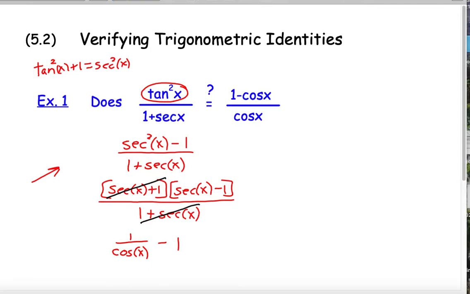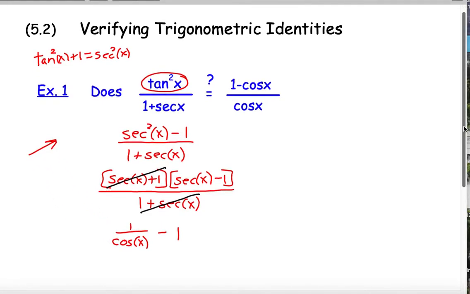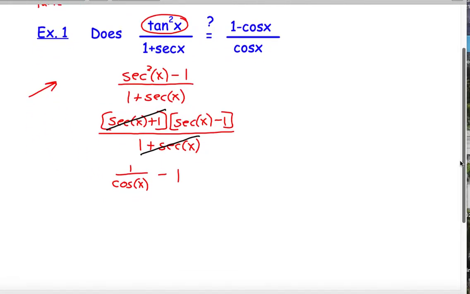Now I'm also keeping one eye over here on what I'm trying to get, and I realize I have one single fraction. So with this, I'm going to need to combine these into a single fraction, which means I need to change this 1 to have a common denominator with the other fraction so I can combine them. So I'm going to change that 1 to cosine over cosine. So I have 1 over cosine of x minus cosine of x over cosine of x.